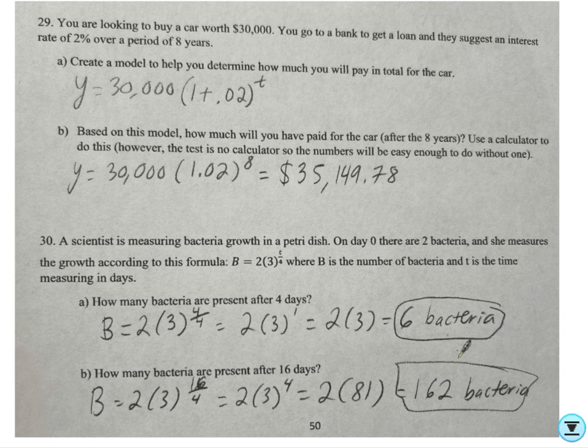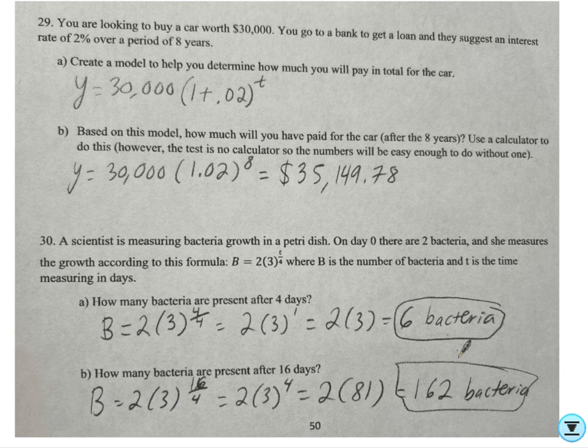In letter B, how many bacteria are present after 16 days? It's the same thing, except you substitute 16 in for t, and then it would have been 16 divided by 4 is 4, so 2 times 3 to the 4th. We do 3 to the 4th first, PEMDAS, it's 81, 2 times 81 is 162, so 162 bacteria.